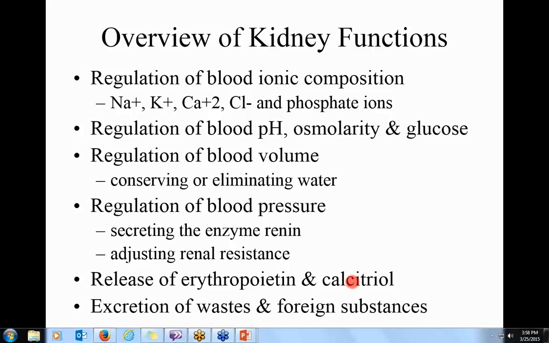Okay, the kidney also releases erythropoietin, which is necessary for formation of red blood cells, and calcitriol. That is going to help with the absorption of calcium. And of course, there is excretion of waste and foreign substances.